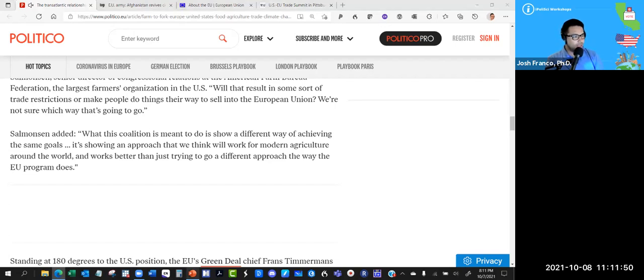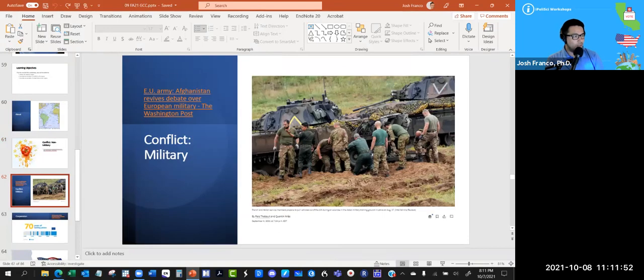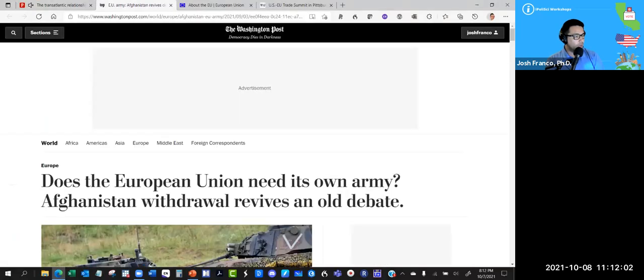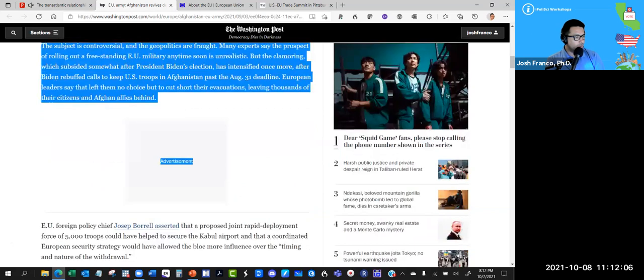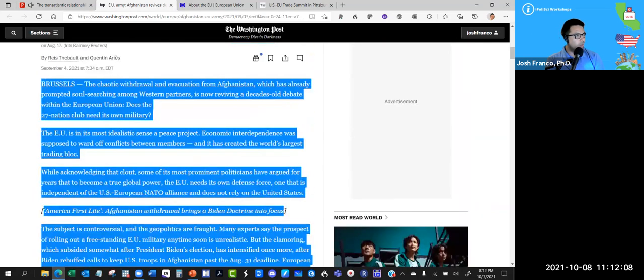Now, the second example I'd like us to look at is obviously a conflict example, and this one's titled "The European Union Army: Afghanistan Revives Debate Over a European Military." So I'll go ahead and check out this article, and I'll have this read to us as well for the first few sentences, or first few paragraphs.